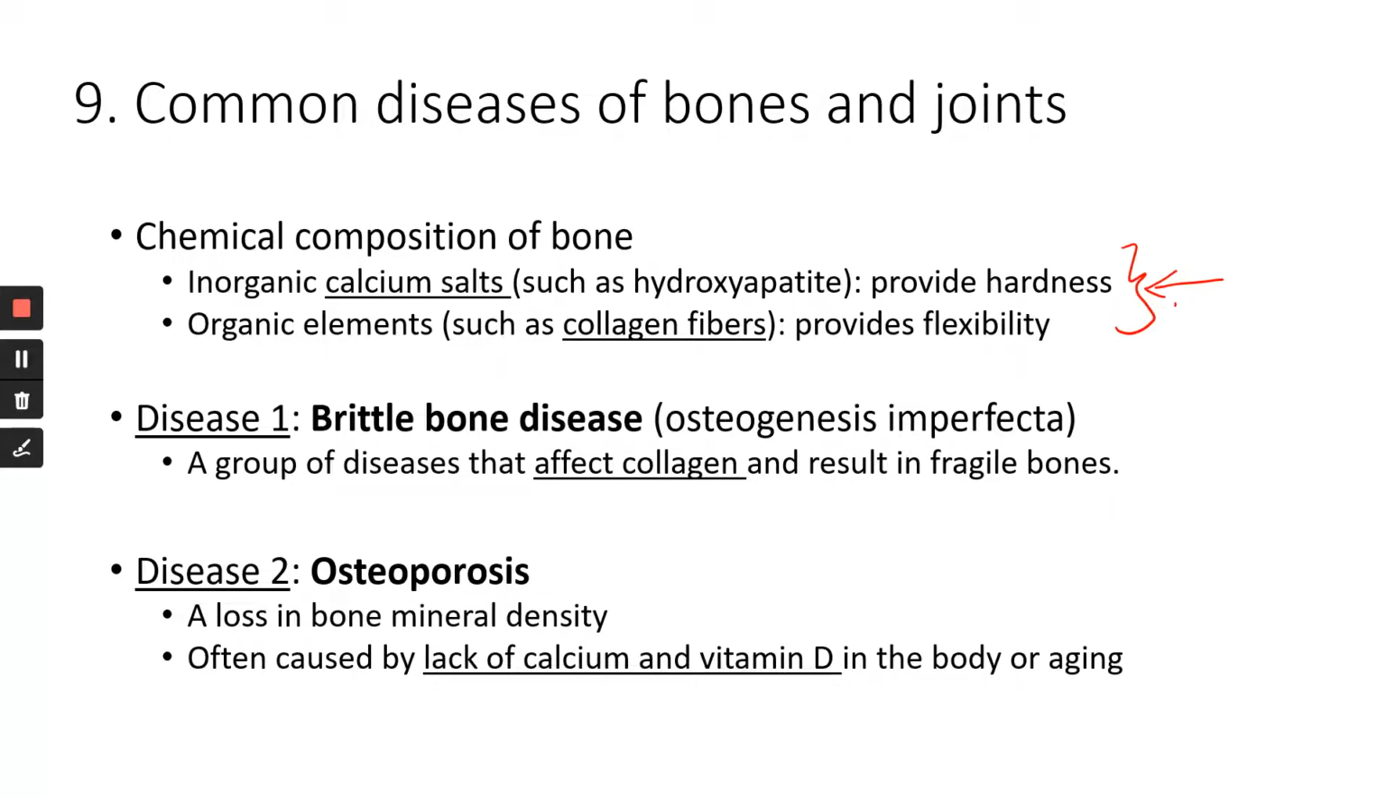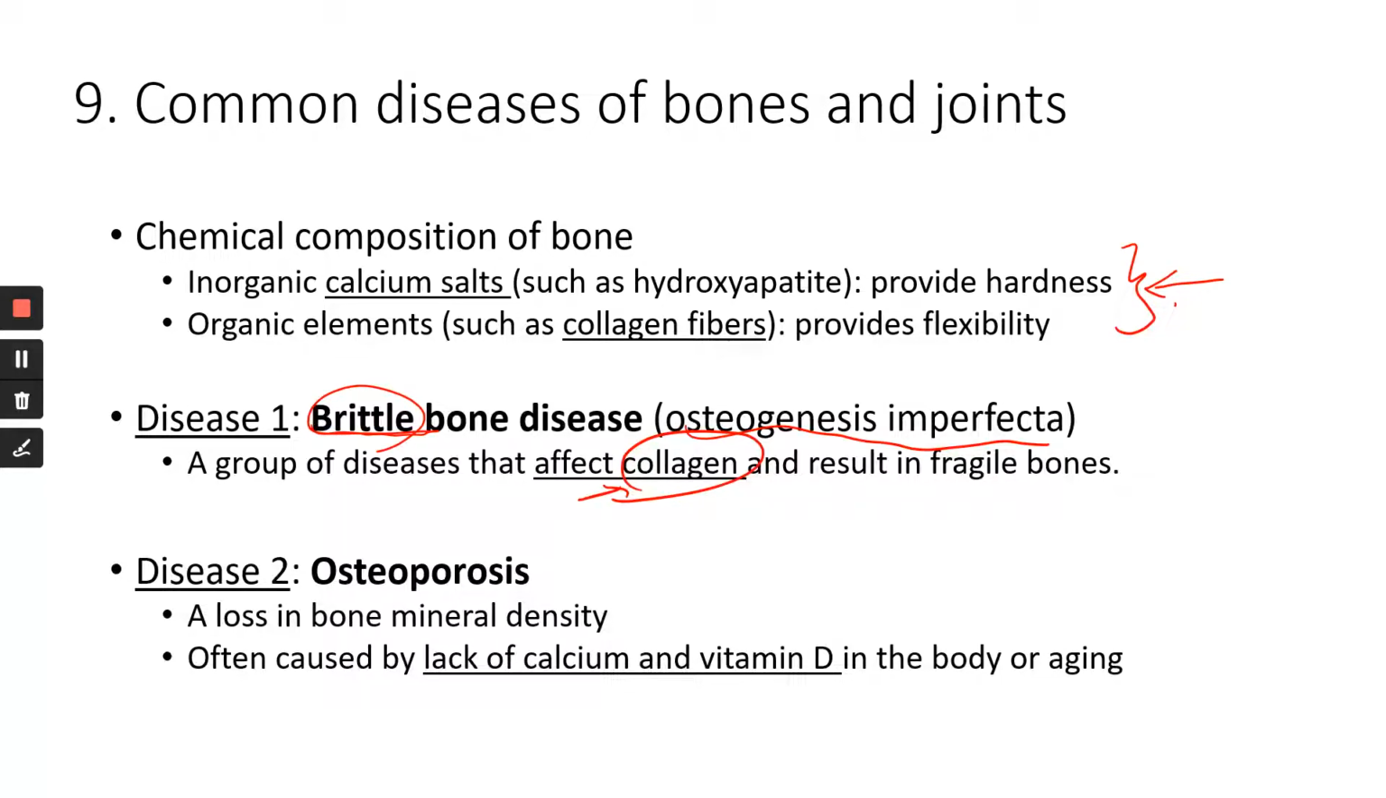The first disease is brittle bone disease. Brittle means the bone is hard, but a little too crispy. Very fragile, very easy to break. This is also called osteogenesis imperfecta. The disease is caused by a lack of collagen in the bone matrix. Without the collagen, you don't have that flexibility, that resilience. So the bone is very brittle, very easy to break.